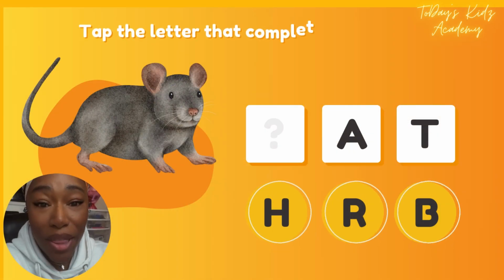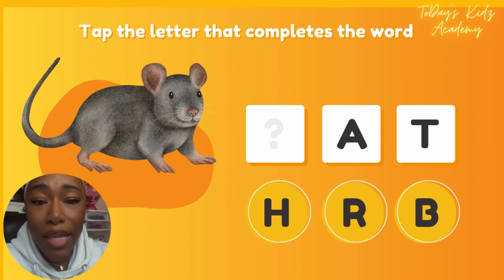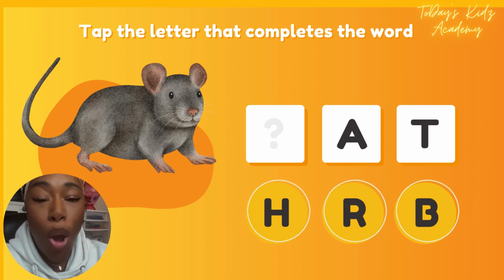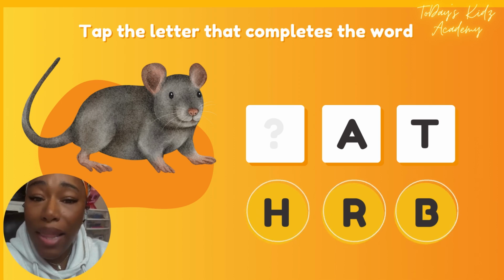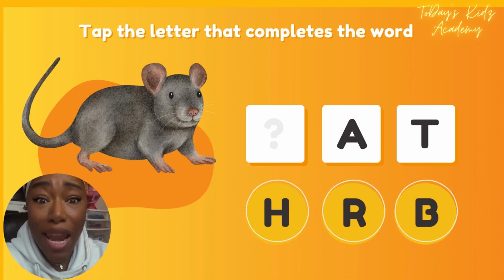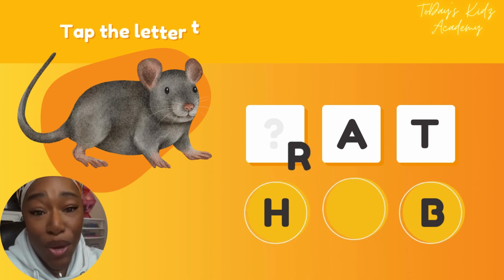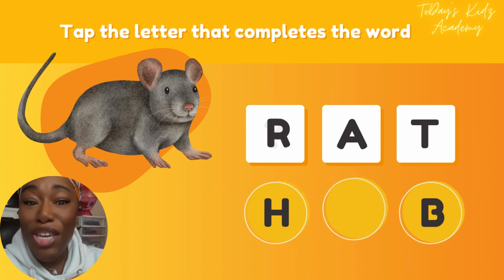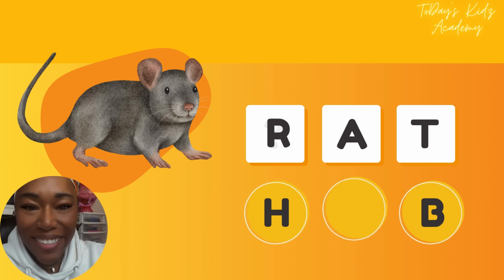If you know what this is, point to the letter on the screen. This is a rat. What letter is missing in rat? If you said R, you're right.